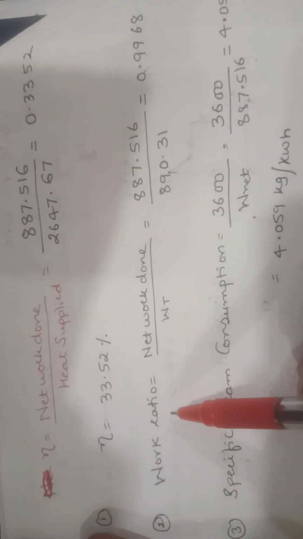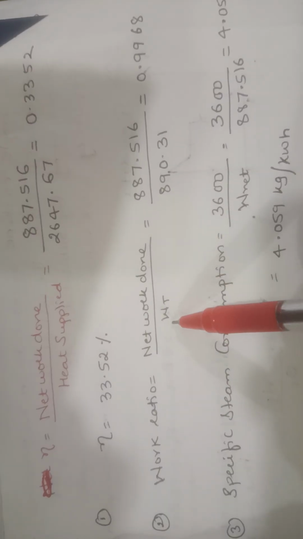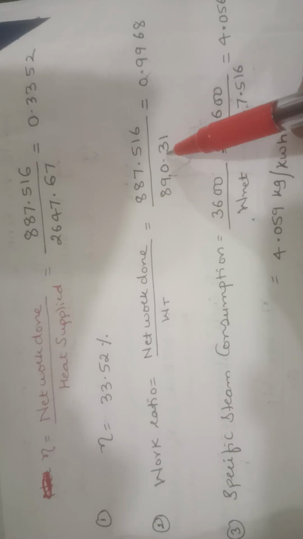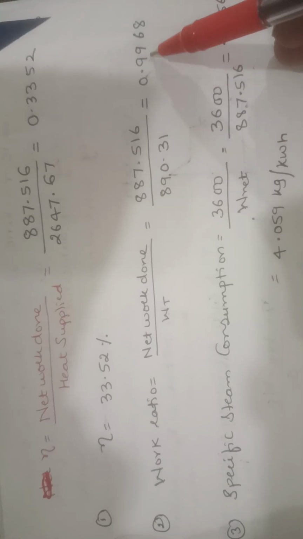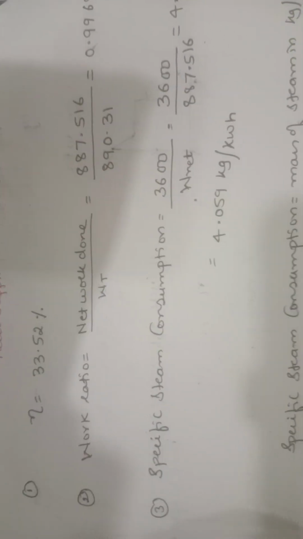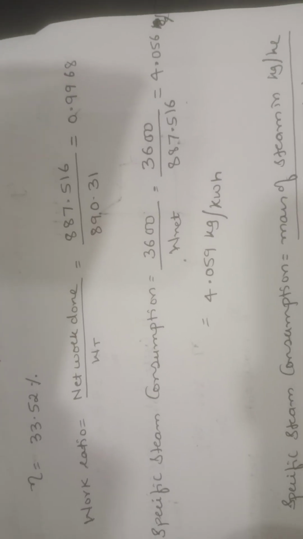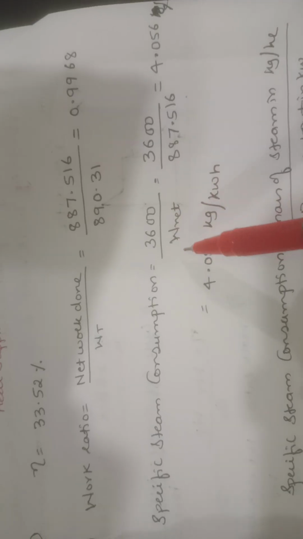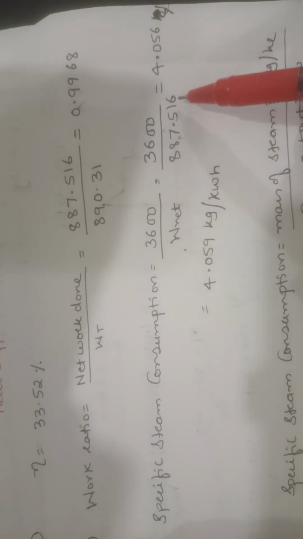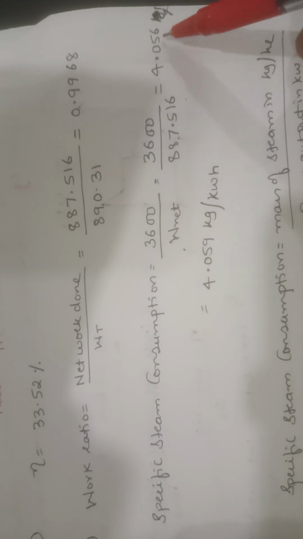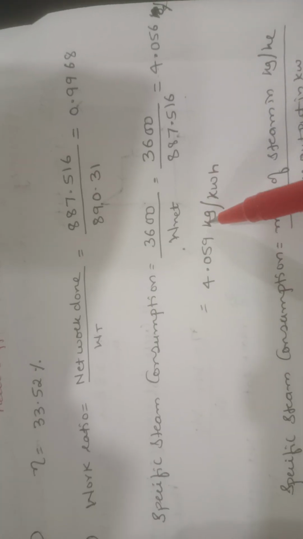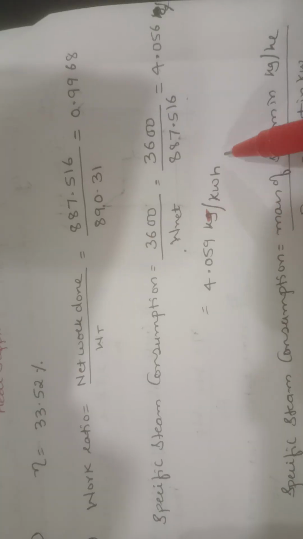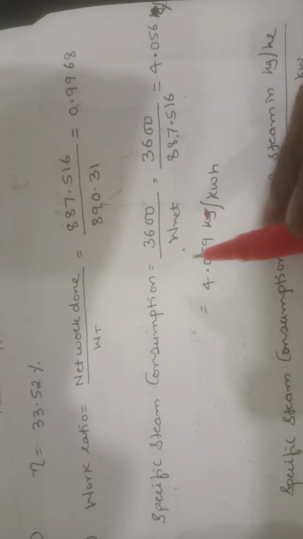So work ratio is given by the formula net work done divided by work done by the turbine. So work done by the turbine is 890.31, so the work ratio will be 0.9968. So last one, this is the specific steam consumption. So formula is 3600 divided by 887.516. So this value we have got 4.056, which is in kilojoules per kilowatt hour. This is our final answer.